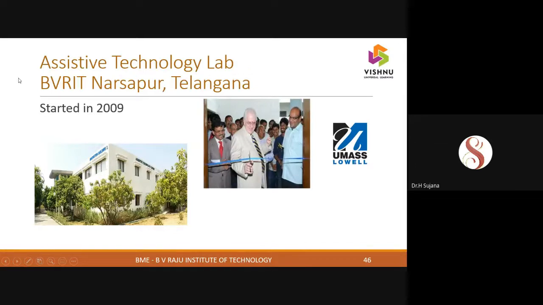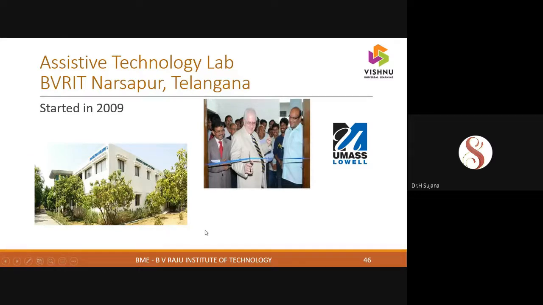Okay, so here I'll give a little introduction about our lab. I am from B.V. Raju Institute of Technology in Narsapur, which is located in Telangana. We are on the outskirts of Hyderabad, about 45 to 50 kilometers from Hyderabad. We are part of Sri Vishnu Educational Society. That's why I put this logo here. This is our logo.